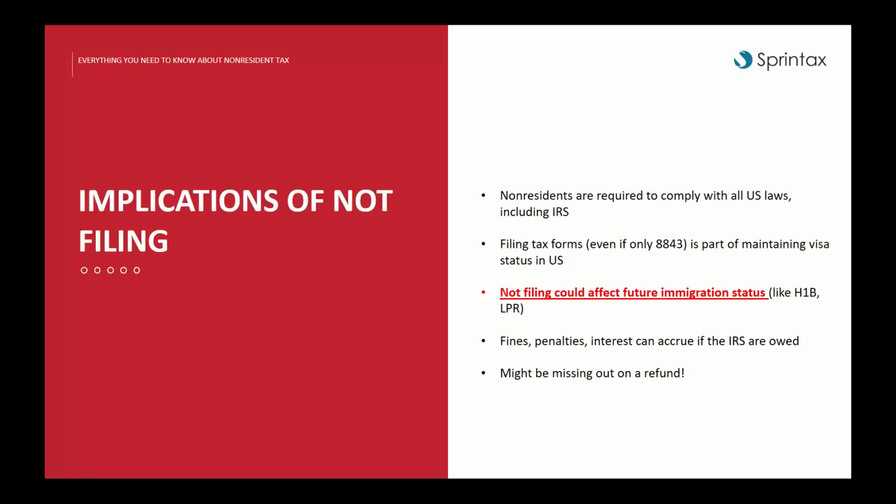And when you're applying for a change of status, it's very likely that you'll be asked for evidence of tax compliance. And we would hate to see tax being anything that would prevent anyone from staying in the US. So with that said, it's just really important that everyone is aware of their tax filing obligations and is being tax compliant. Other implications include fines and penalties, and interest can build up when the IRS are owed money. And you might actually be missing out on a tax refund. So we have some interesting refund stats that I'll show at the end of the session, but the only opportunity to reclaim overpaid tax is through filing your tax return.